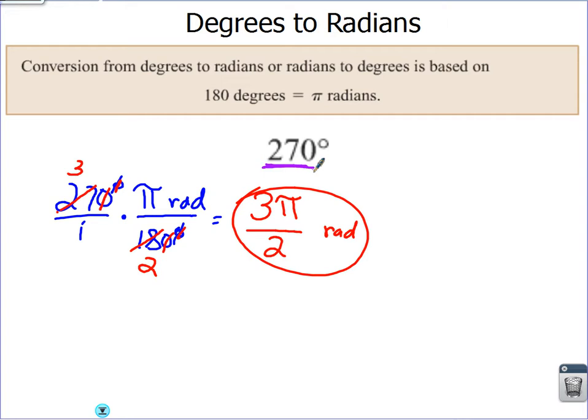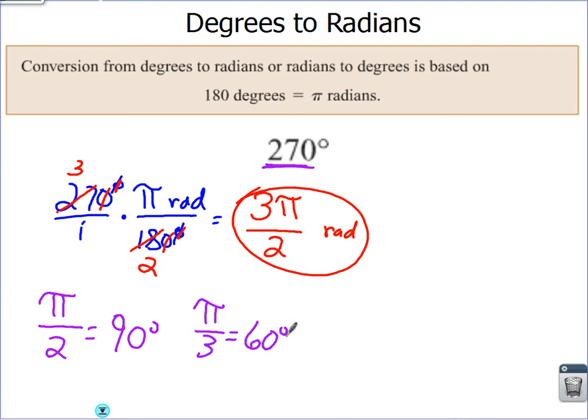But your shortcut. To work these, as long as you can remember, and you really don't have to memorize them because you can do the math real easy. Pi divided by 2 is 90 degrees. Pi divided by 3, some of the common ones, is 60 degrees. Pi divided by 6 is 30 degrees. And pi divided by 4, or pi over 4, is 45 degrees. If you remember those, you can do these problems pretty easy.